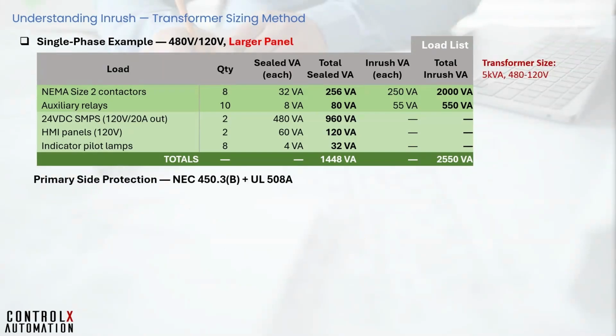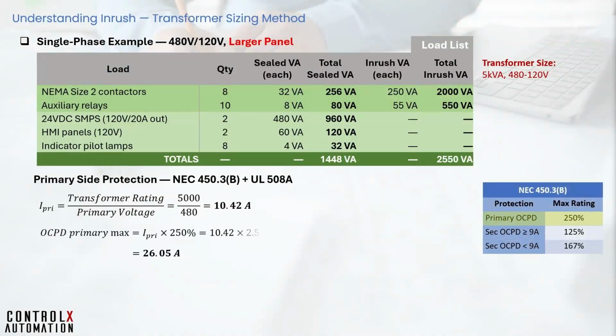Let's calculate the primary fuse size first. The primary current is calculated based on the transformer power rating and primary voltage. Referring to the table in NEC 450.3(B), we apply the 250% multiplier to determine the OCPD rating. Finally, we pick the closest standard fuse size.